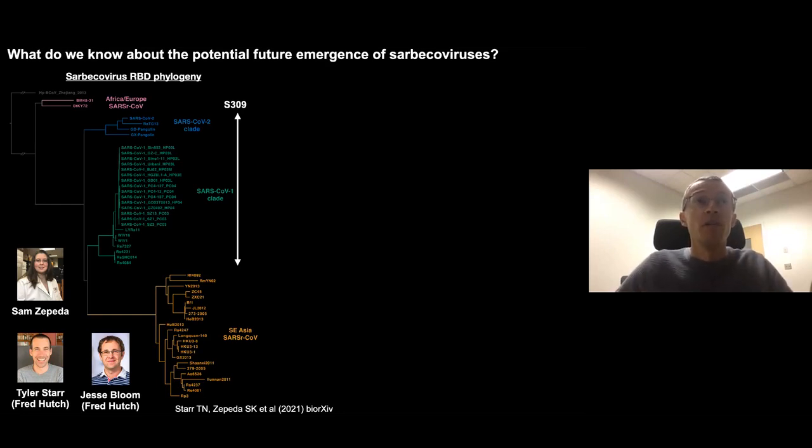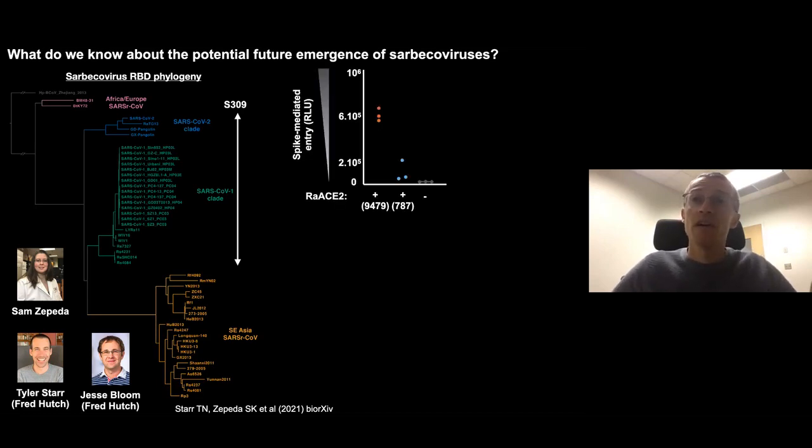And I will be talking about the second virus. I don't think you see my pointer, but the second virus from the pink clade, Bat-72, in which Tyler and Sam were able to identify that it can bind Rhinolophus affinis ACE2, especially one of the two alleles, the one that is at 9479. And in the pseudovirus entry assay, we could see that expression of this Rhinolophus affinis ACE2 allowed efficient spike-mediated entry into cells.